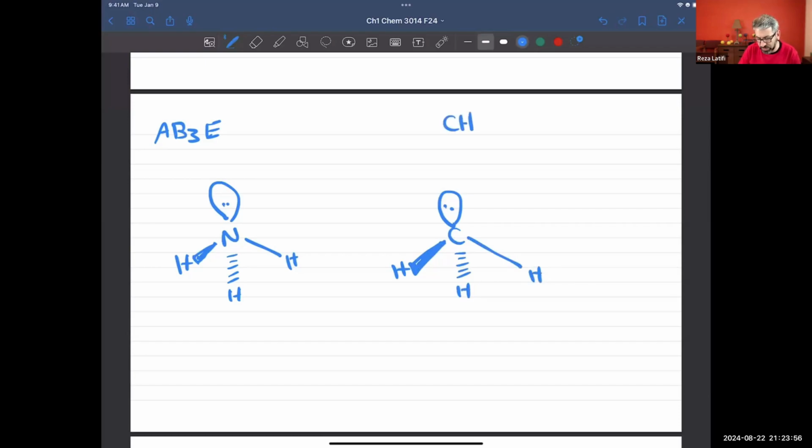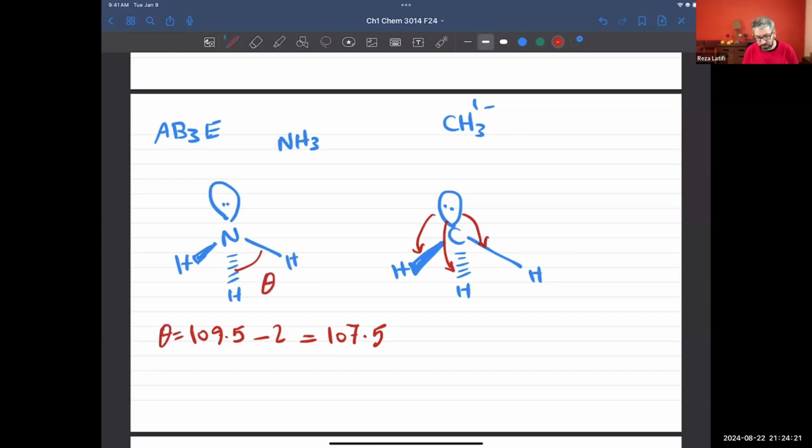This is CH3 minus 1, and that one is NH3. You have a lone pair. The lone pair is going to push down, and it's going to drop the bond angle from 109.5 by 2 degrees, and that's going to be 107.5. So in both cases, the bond angle is going to be around 107, 107.5 or 107.